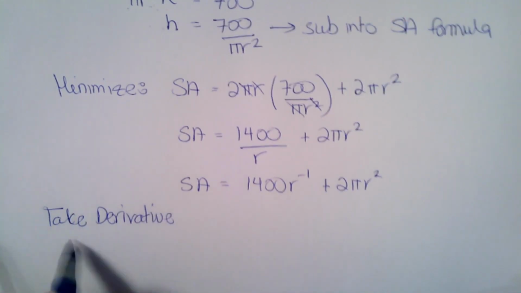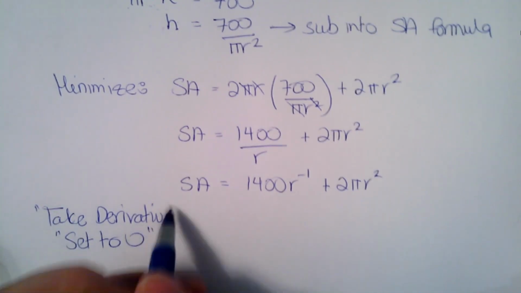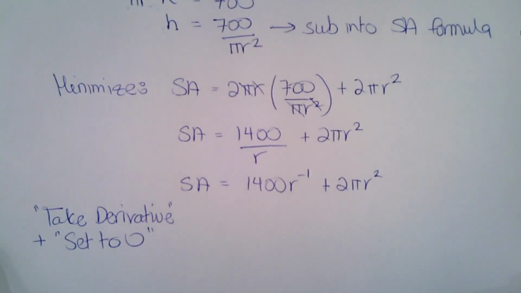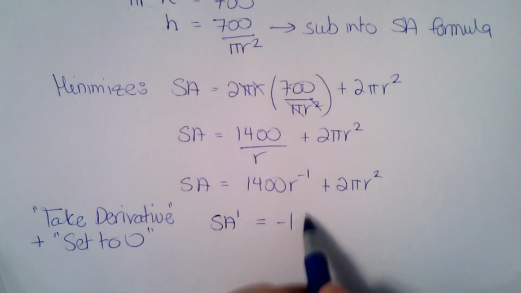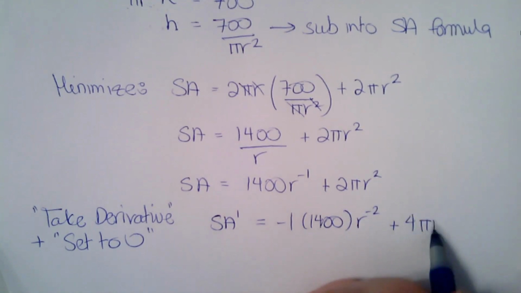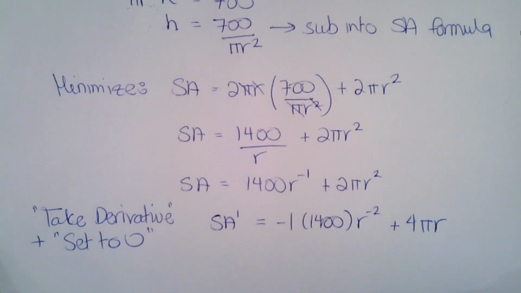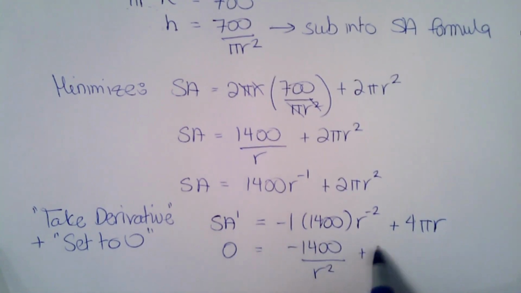Take derivative, set to 0. Okay. SA prime: negative 1 comes down, 1400 r to the negative 2, plus 4 pi r. So I took the derivative, power rule, brought everything down, dealt with that one. I'm going to set this to 0. I'm going to end up with negative 1400 over r squared plus 4 pi r.